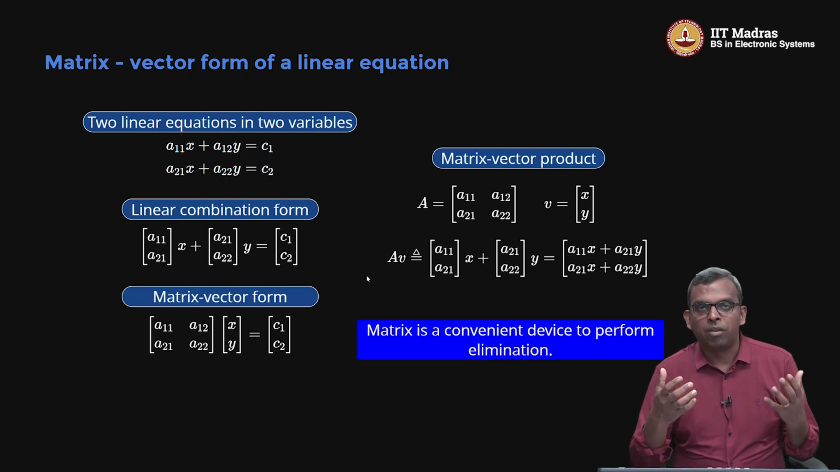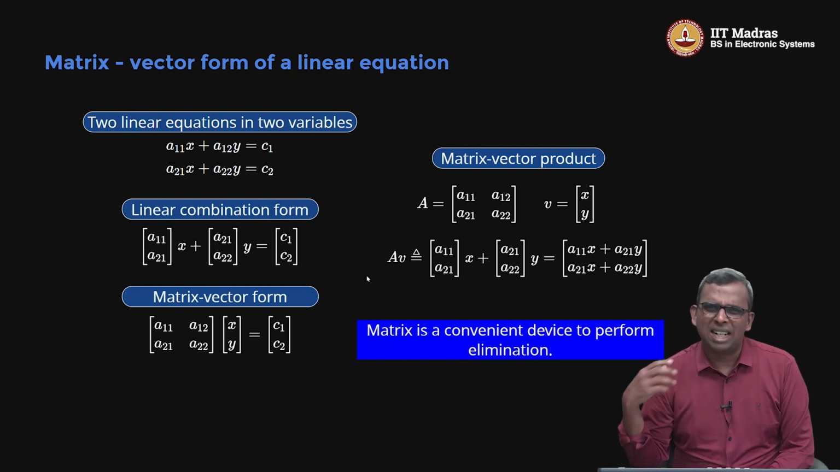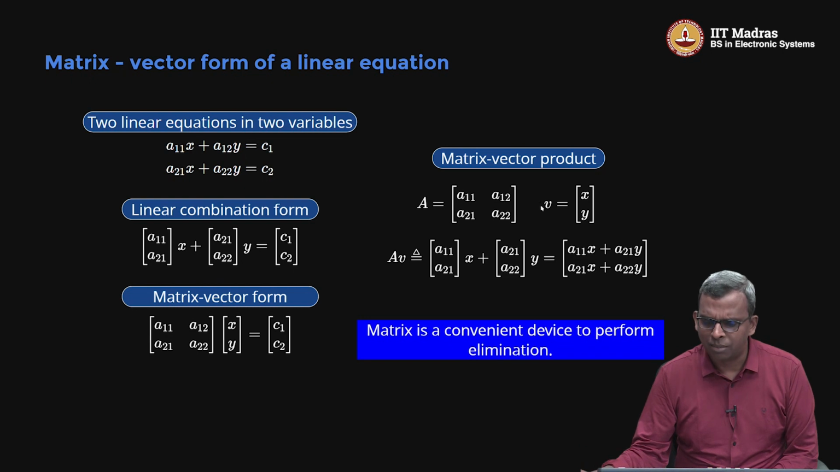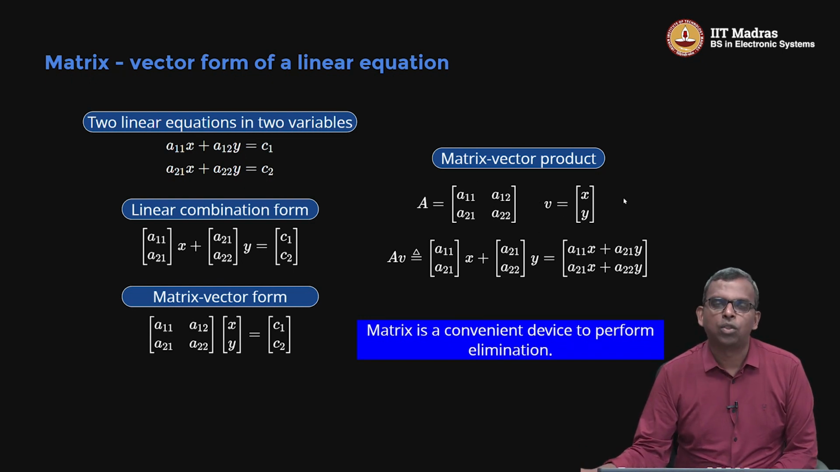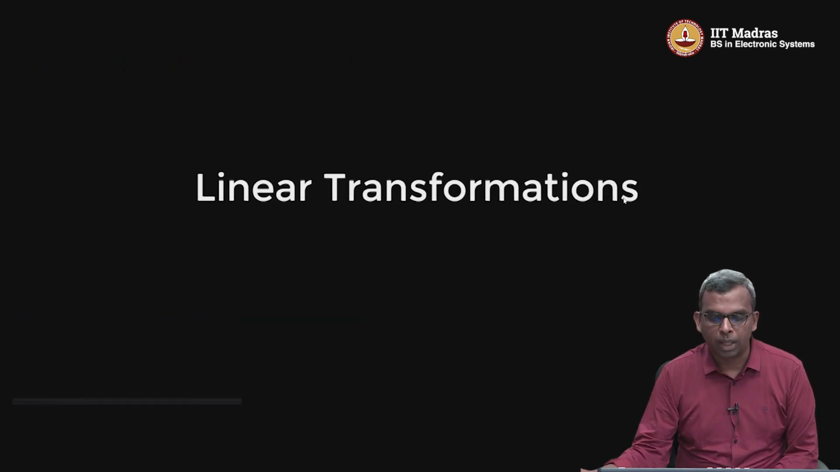So it seems like we have utility for the matrix, but where does it come from? Where does this matrix vector product really come from? Okay, all that has its root in linear transformations. We're going to see that in this lecture itself.